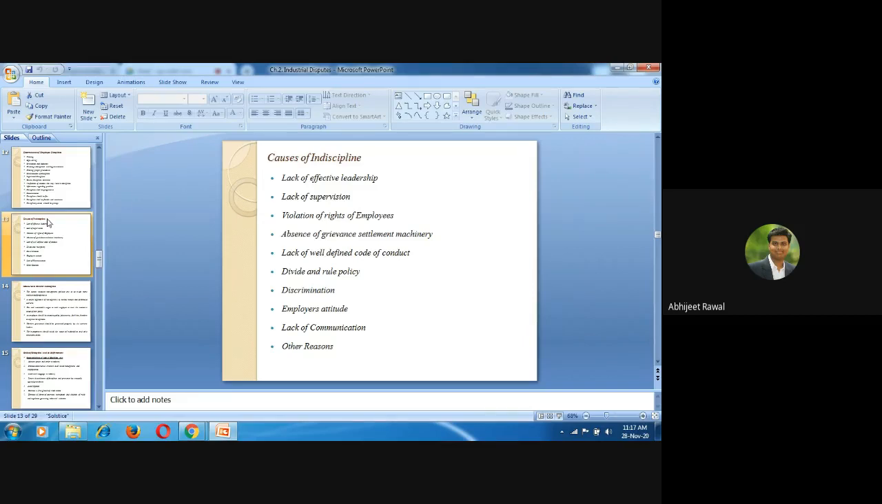Second, lack of supervision. Supervision also plays an important role. You need to supervise the work which is allotted to the group. You need to supervise whatever work they have completed. You need to take regular feedback, you need to do regular follow-up, on what things they are doing.